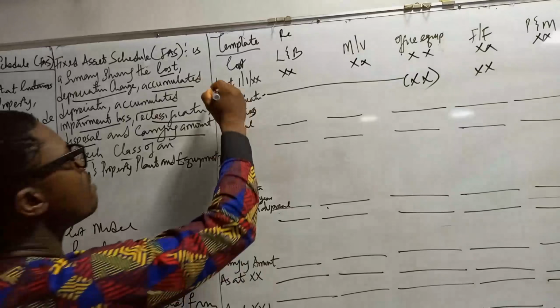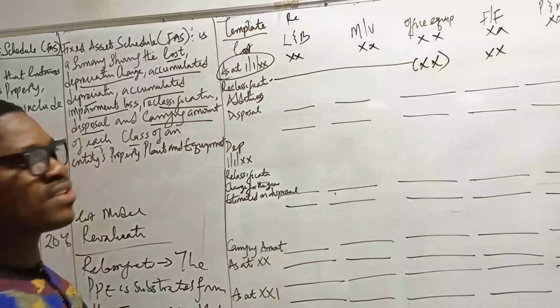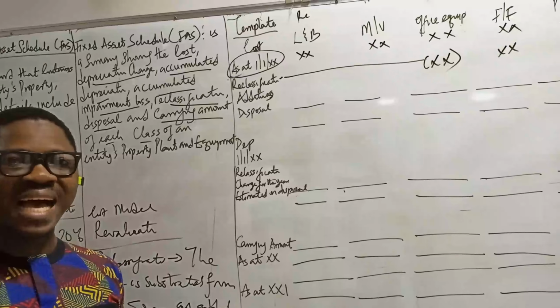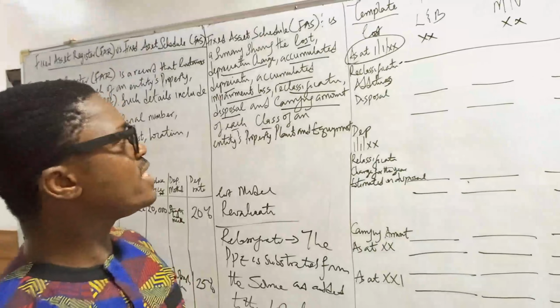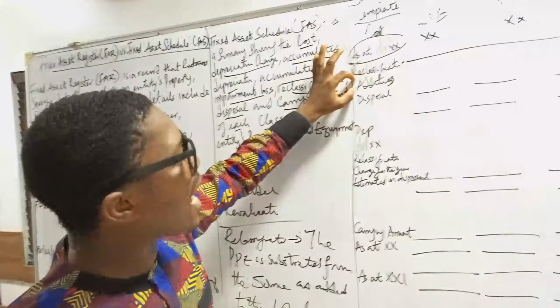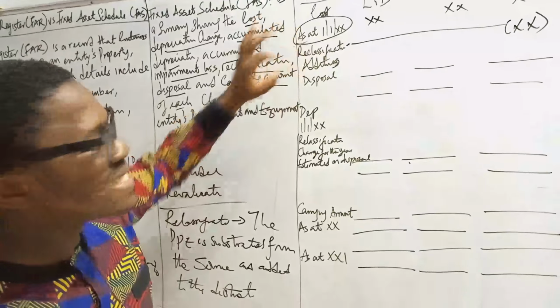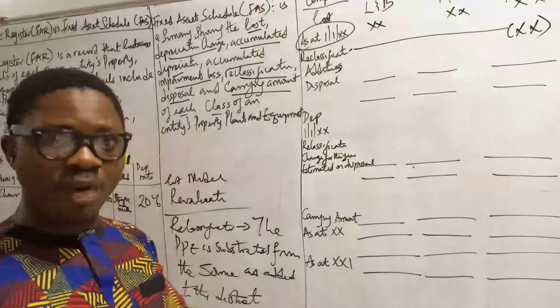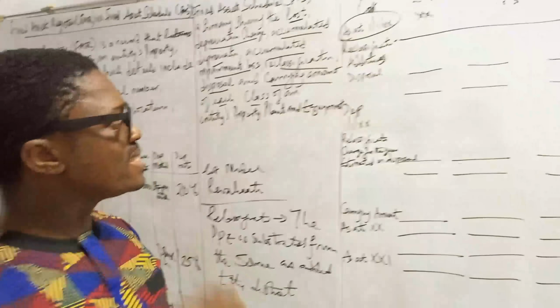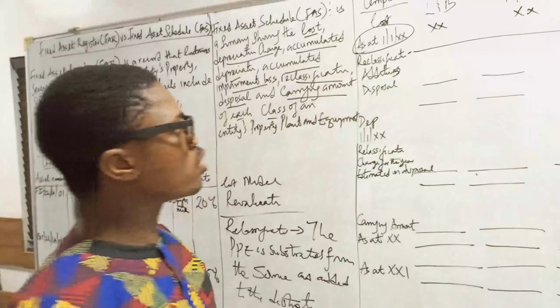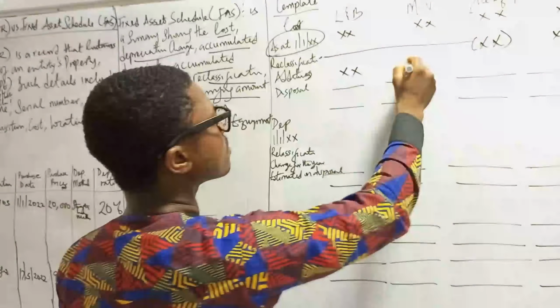Now additions. Recall that the balance we have here was the historical cost as at the previous accounting year. So what do we need to do? We need to add the items of assets that are acquired in the current year. All this will be added.